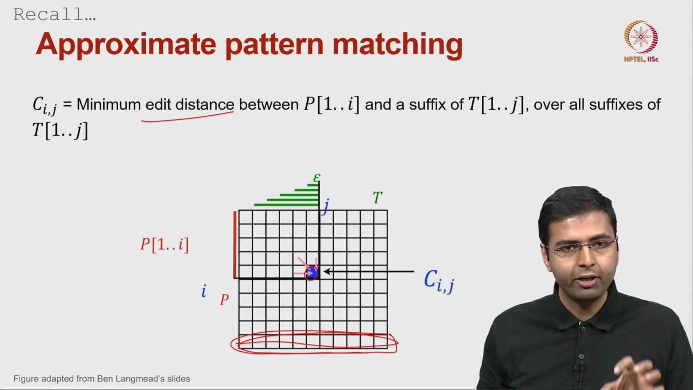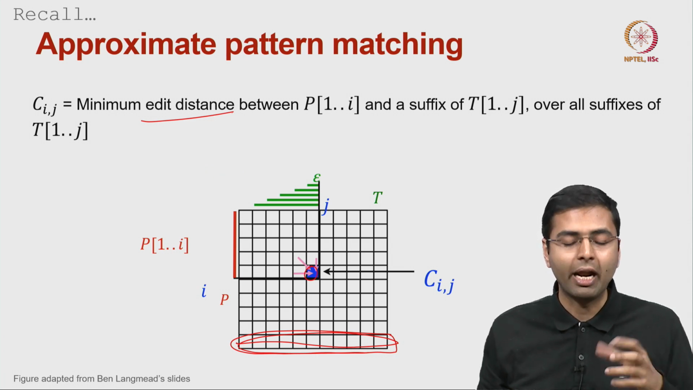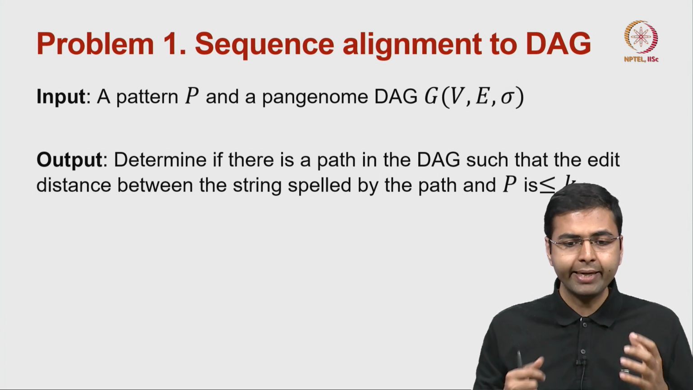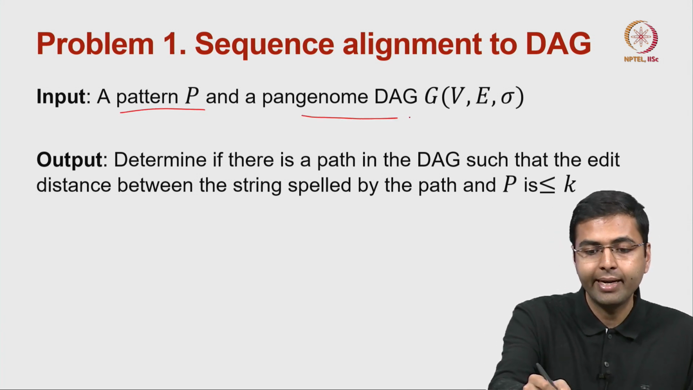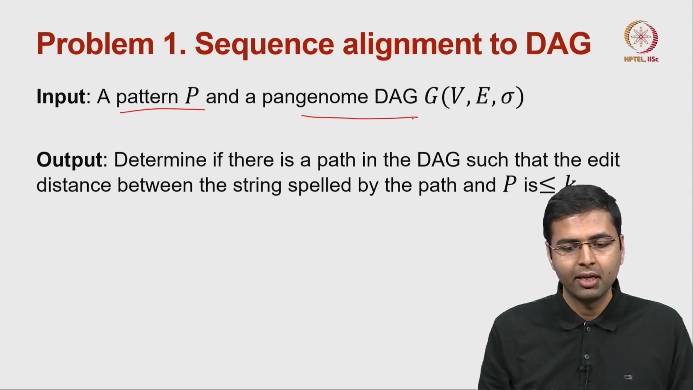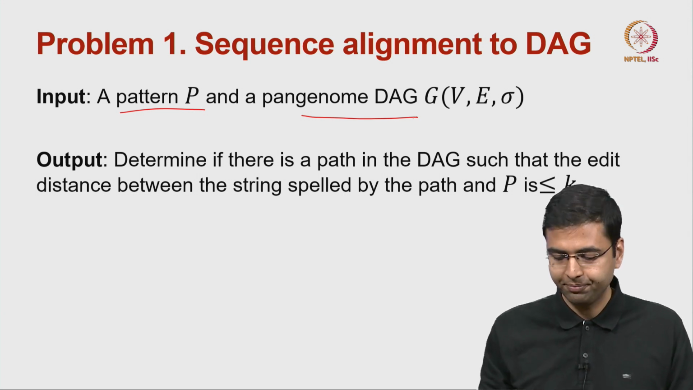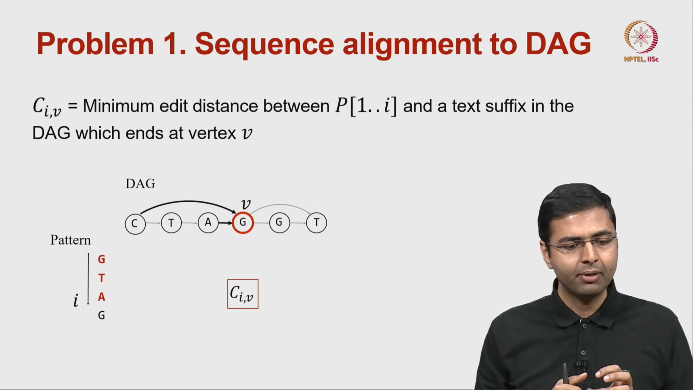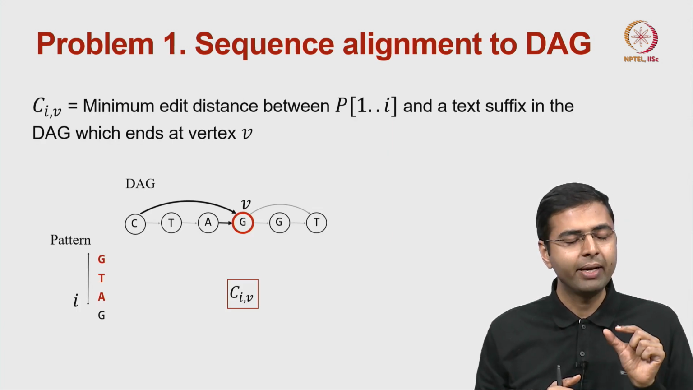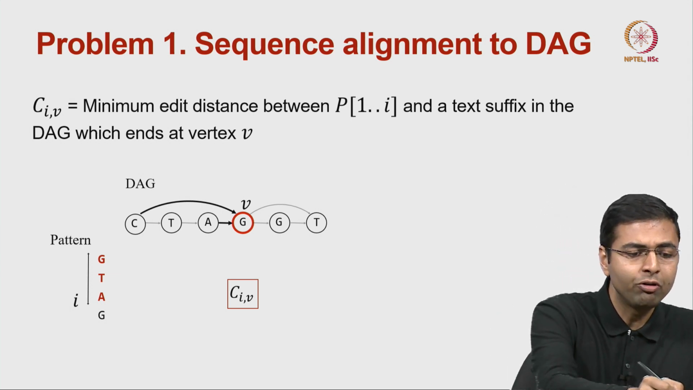So, this topic we have already covered. Let us see how we can extend this topic to graphs. In our case we have a pattern and a directed acyclic graph. How do we extend the same concept to DAGs? We will extend the same concept, but while making some small modifications.